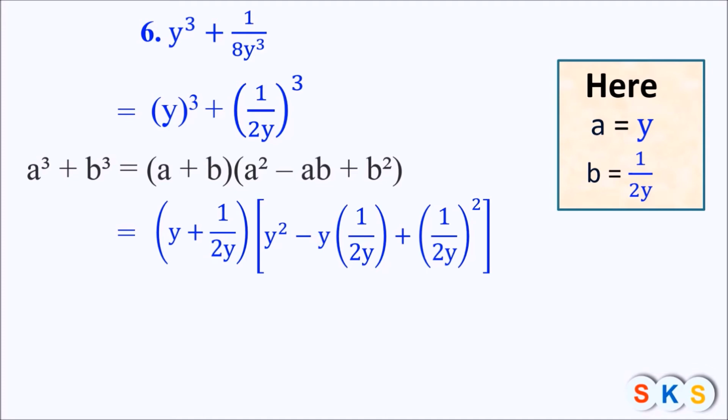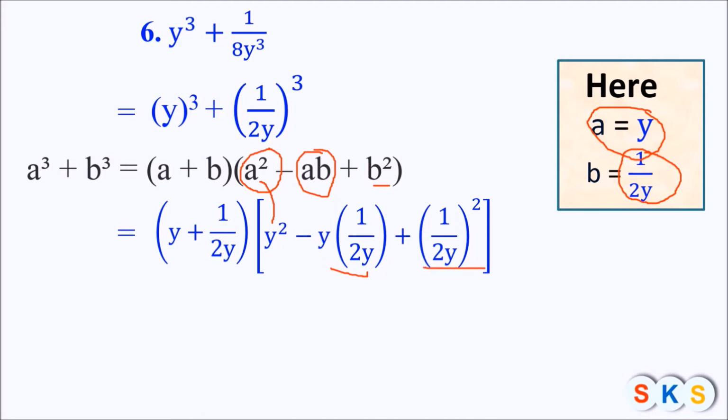Here the first term is a square, and what is the value of a? You can see in the box it is y. So at the place of a I have written here y the whole square. And here we have ab. ab means a into b. You can see in the box a is y and b is 1 upon 2y. So a into b we will get here y into 1 upon 2y, right? And here we have b square, and b means 1 upon 2y. So we'll get here 1 upon 2y the whole square.